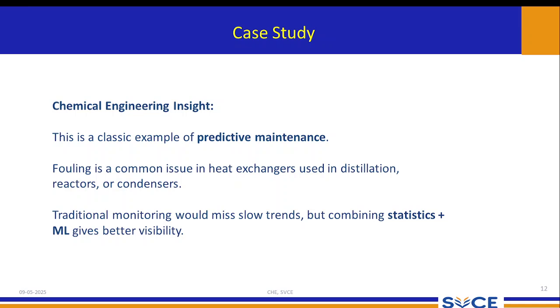Okay, this is a classic example of predictive maintenance. Fouling is a common issue in heat exchangers. Everyone knows, used in distillation, reactors or condensers. Traditional monitoring would miss slow trends, but combining statistics and machine learning gives better visibility. So underline the words combining statistics and machine learning. The machine learning is a supervised method or unsupervised method. That's why the combined method is always more precise in identifying anomalies.